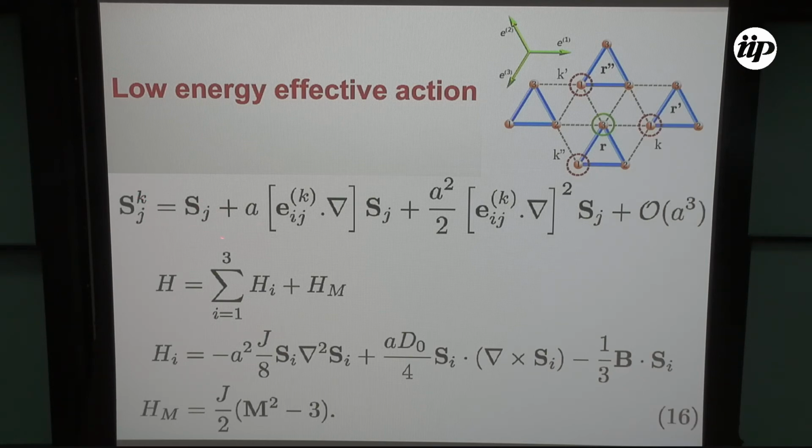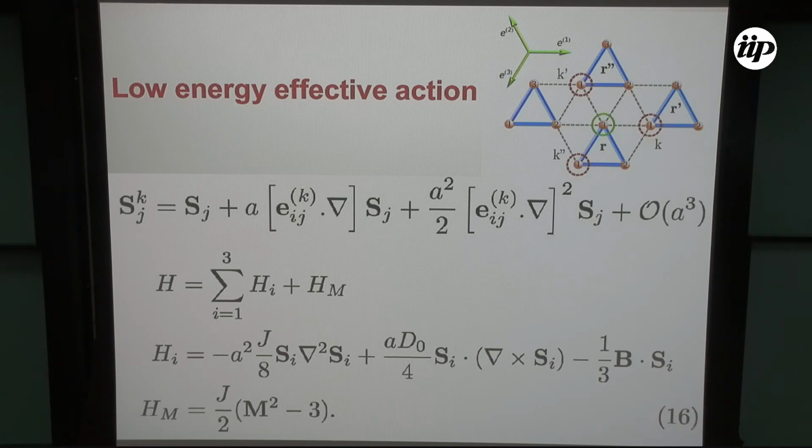So this is how to derive the effective action. Essentially, you expand your spins, the three spins of the triangle, around, let's say, the center of the triangle, S_j, and then do a derivative expansion, and you keep the lowest derivative terms in the action. This is straightforward algebra, and you can rewrite the outcome in a very simple way. You have the sum of three Hamiltonians, the H_i's here, and if you remember, this is precisely what I have shown you before. This is the nonlinear sigma model term, this is the continuum expression of the Dzyaloshinskii-Moriya term, and this is the Zeeman term.